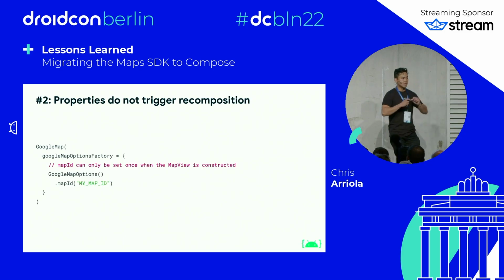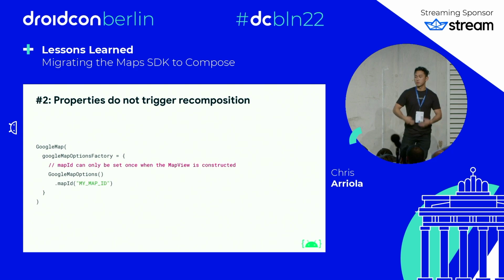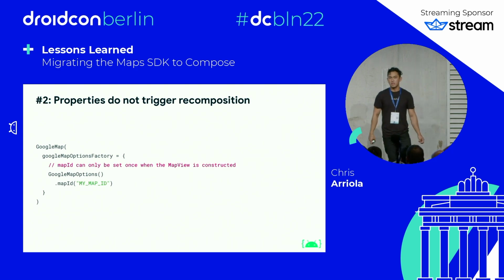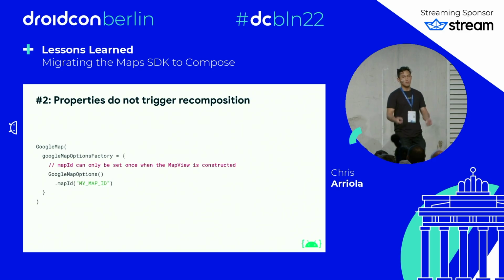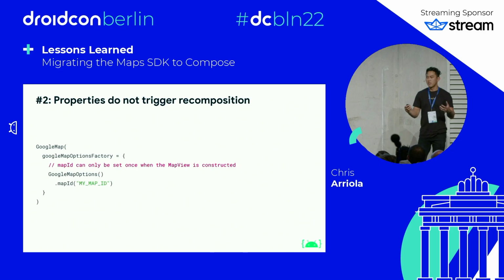Since this has to be provided once, the pattern that the Google Map composable function implements is this factory lambda. We've seen factory lambdas quite a lot. So this would be invoked once when the composable function enters a composition, and then that provides a property to the map. But in a Compose native world, this map ID should be configurable, and it should trigger recomposition.